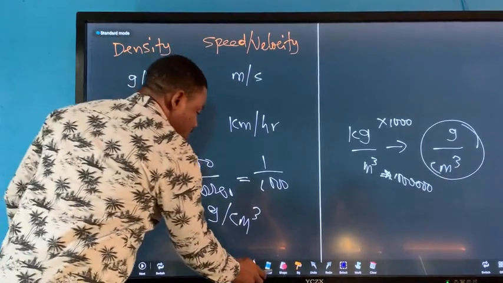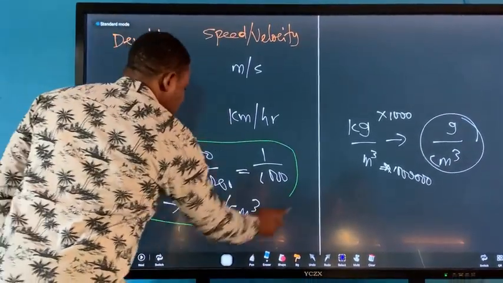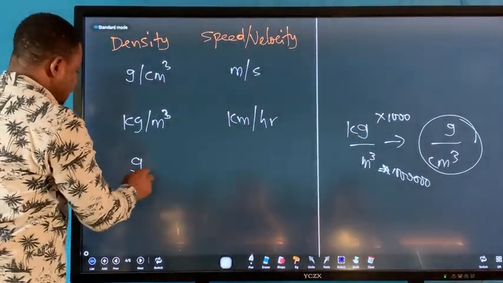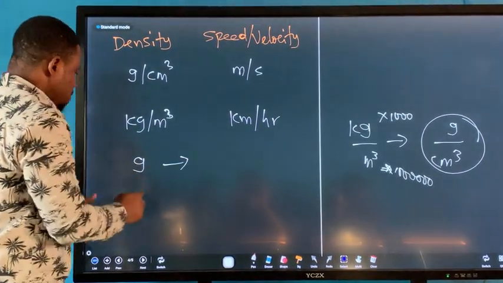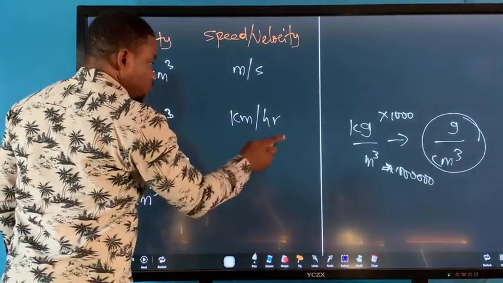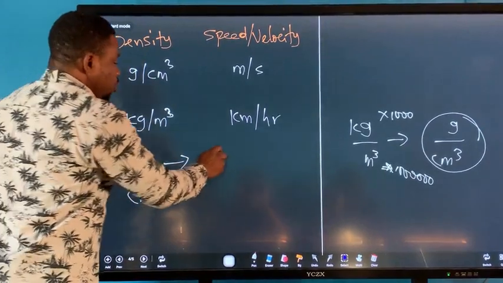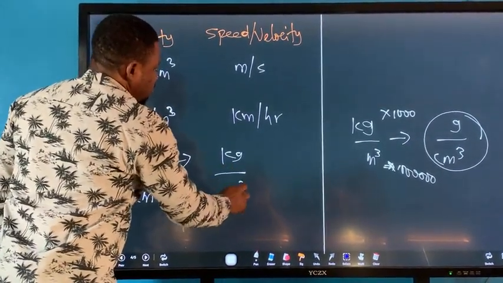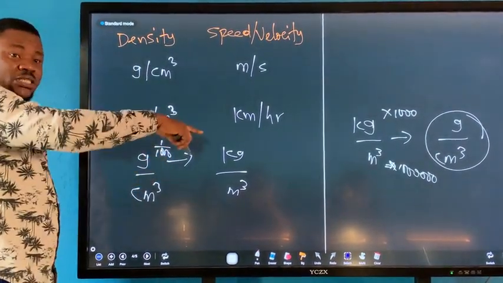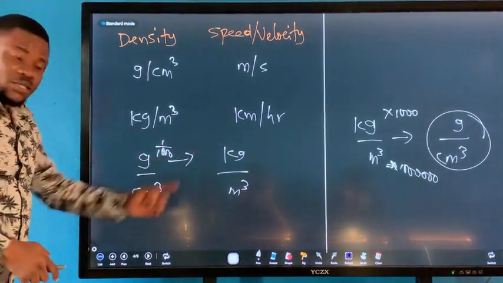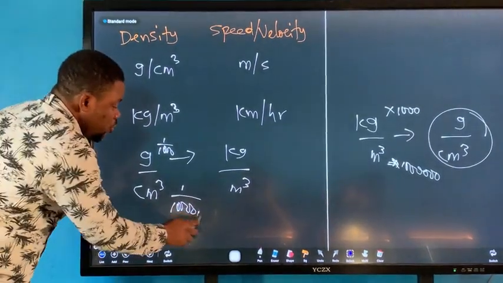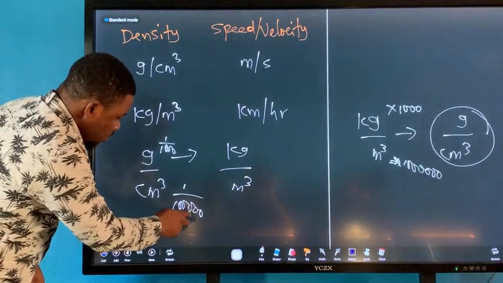Now if you do it the other way, if I had gram per centimeter cube to kilogram per meter cube, this one will confuse you a little bit, but I hope you don't get lost. Here now I'll be dividing by 1,000 to get this, because we're going up, right? And then I'll be dividing by 1 million. Is that 1 million? Yes.